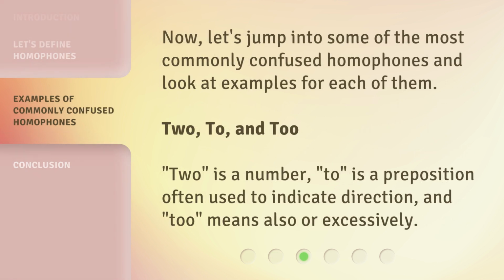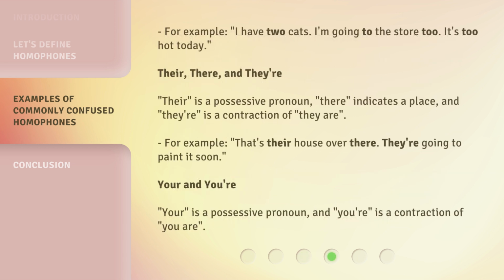Now, let's jump into some of the most commonly confused homophones and look at examples for each of them. To, too, and two. Two is a number. To is a preposition often used to indicate direction, and too means also or excessively. For example, I have two cats. I'm going to the store too. It's too hot today.